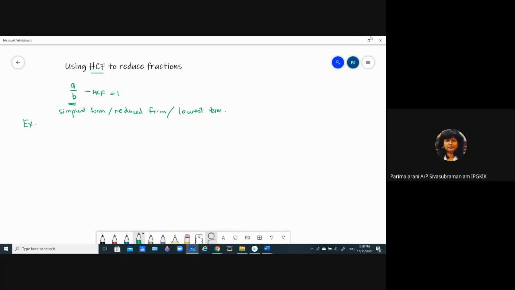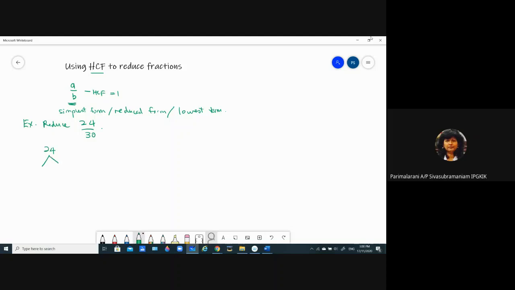Let's do one example. We want to reduce 24 over 30 to its lowest form. So I think we've already done this before. What do we do now? We need to find the highest common factor for 24 and 30. How do we do that? First step is to find the prime factors.